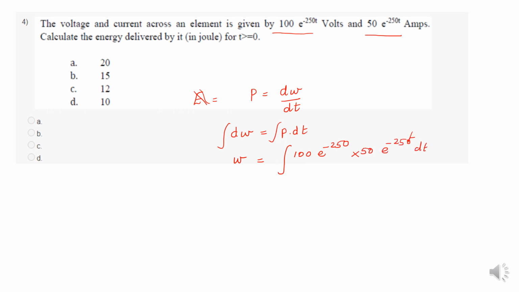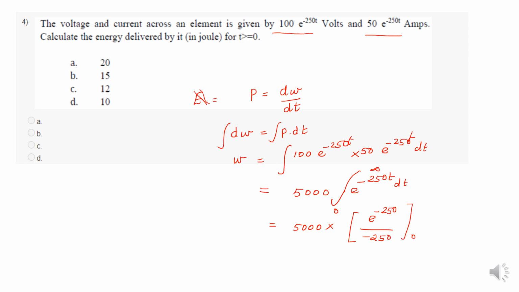So 50 into 100, that is 5000. Correct. 5000 into e^(-250t) dt, integrated. The limit is 0 to infinity. So 5000 into, what is the integration here? e^(-250t) divided by minus 250, evaluated from 0 to infinity. So 5000 divided by minus 250.